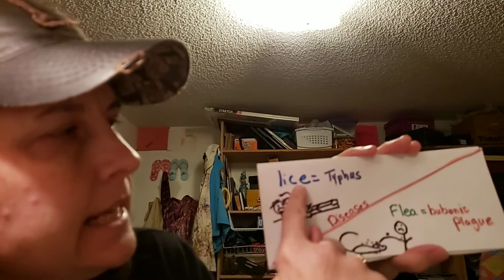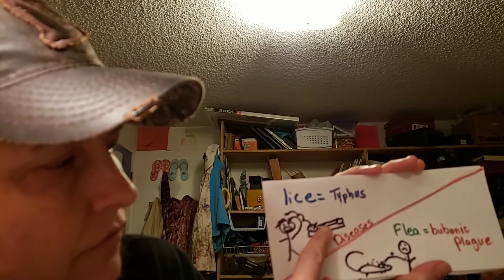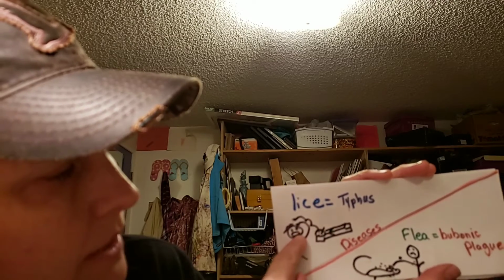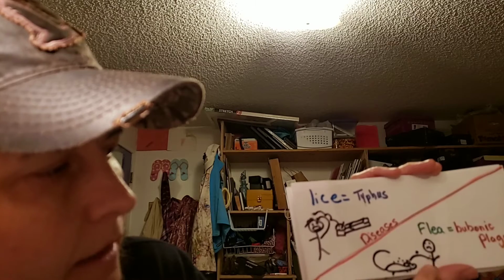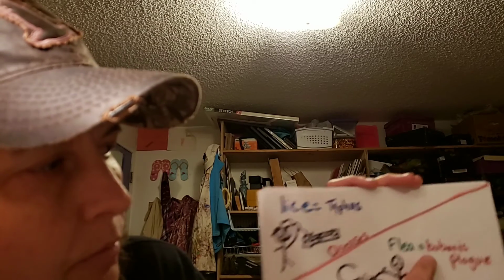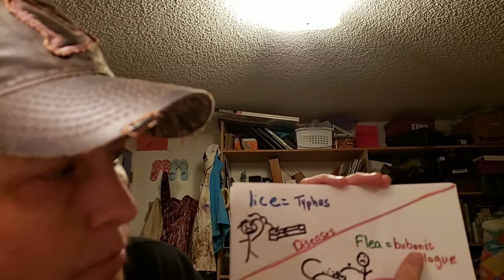Disease. Lice. Typhus. They spread typhus. This guy has a fever. He has typhus. Then the lice get on him. Then it jumps to this guy, makes him sick. Fleas, bubonic plague. The fleas were on the rats. Then they got on the people, which gave the people the bubonic plague. Lice, typhus, fleas, bubonic plague.